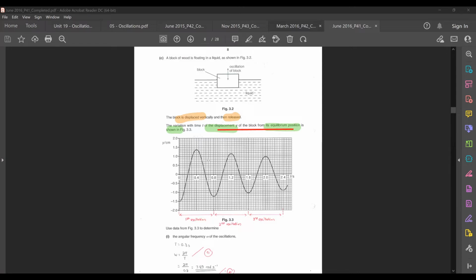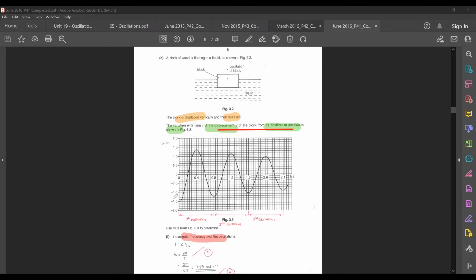So this one is a pretty straightforward graph, not like the one before where it is actually not measured from equilibrium. This one is actually measured from equilibrium. All right, so use the graph to determine the angular frequency omega of the oscillation.